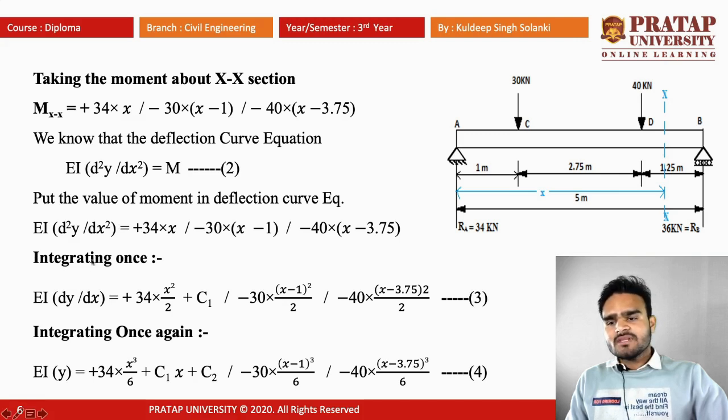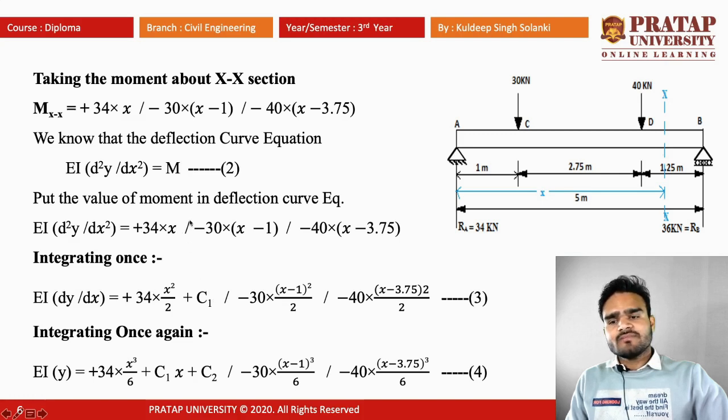In the first integration, EI is constant, so EI dy/dx is equal to 34, which is a constant, times the integration of x, which is x²/2, plus C1. Add the constant according to our third rule: add the constant C1 in the first term only, not in the second and third.